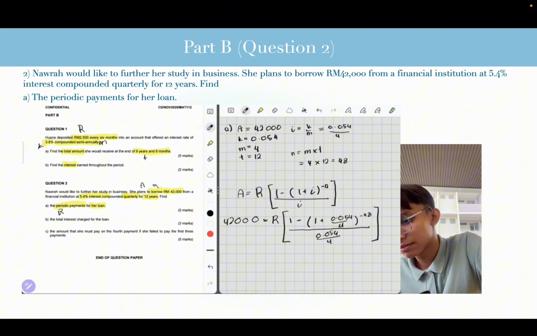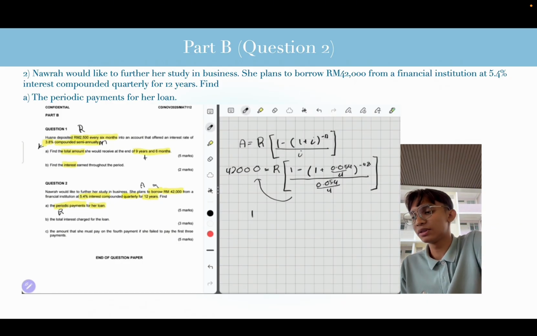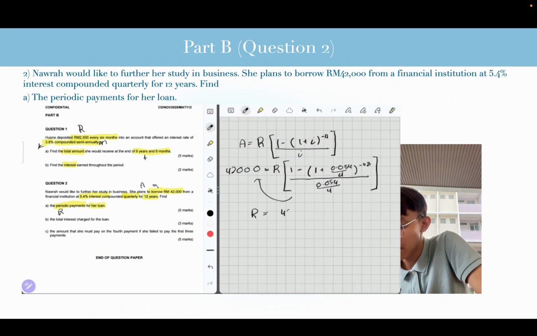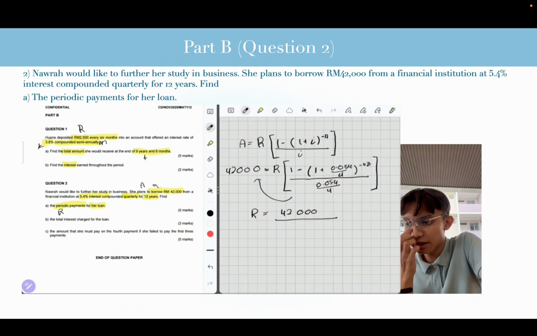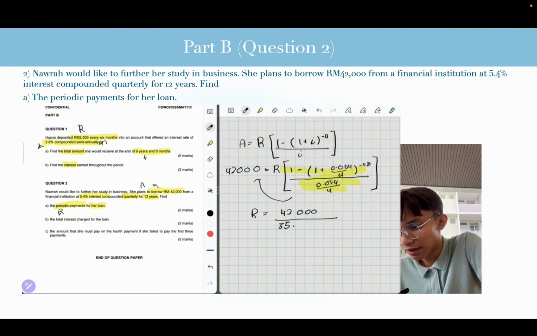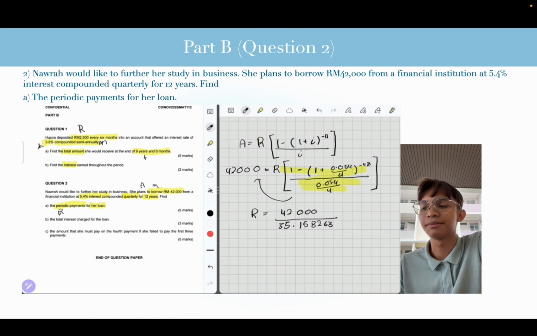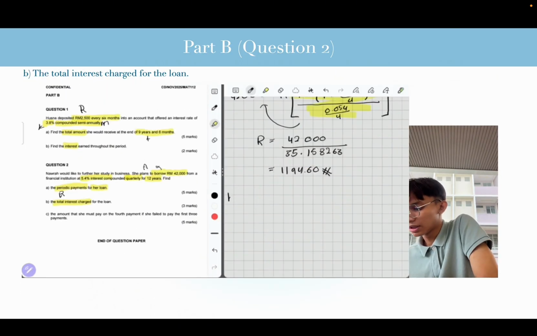big bracket. So let's move the left hand side to the right hand side. So R equal to 42,000 over the bracket. You can write this down or just use the calculator, which gives you 35.158263. Make sure you keep 6 decimal points and then just put it into your calculator. You will get R equal to 1194.60.